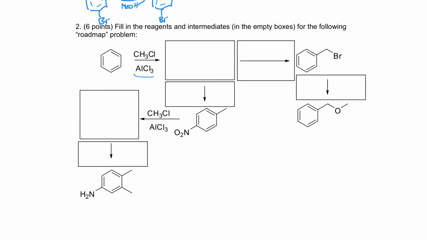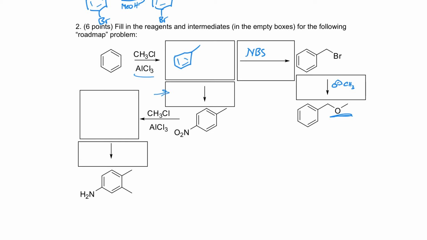So CH3Cl and AlCl3. That gets us to methyl benzene, or toluene. NBS will install a bromine on the benzylic position to get us to benzyl bromide. And then, of course, we're basically just substituting methoxide for our bromine for that last box.